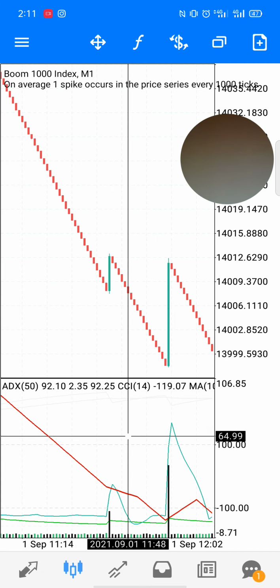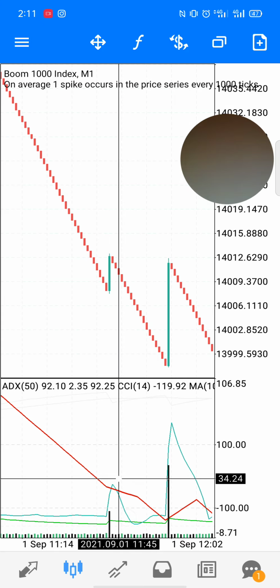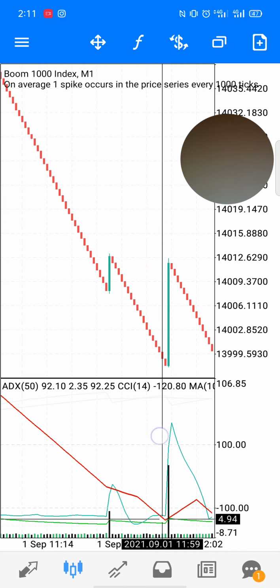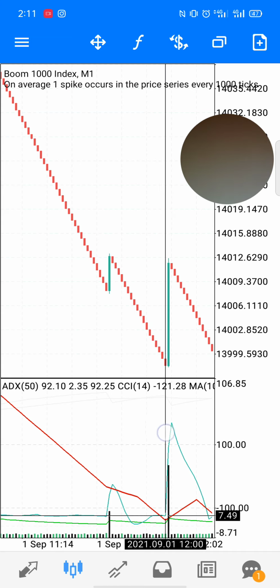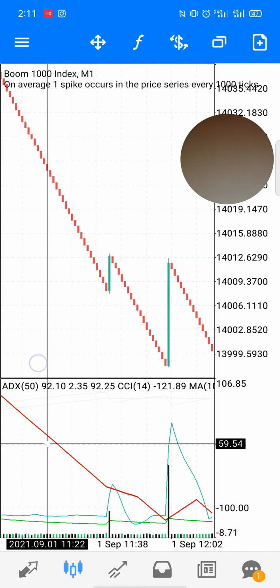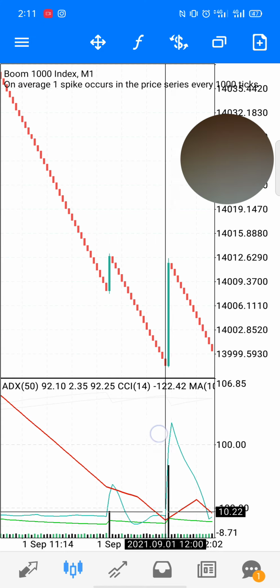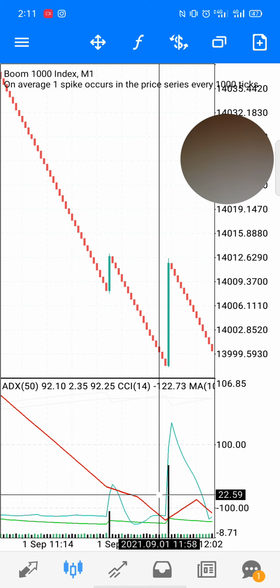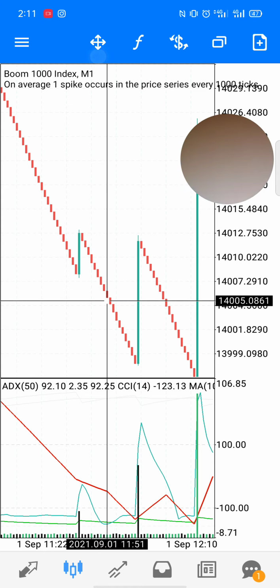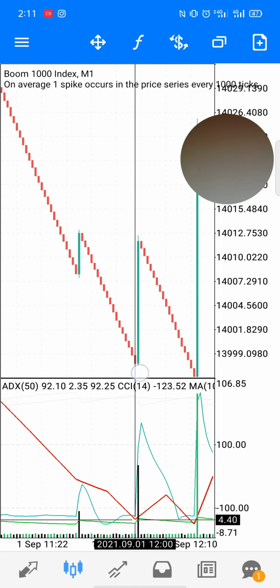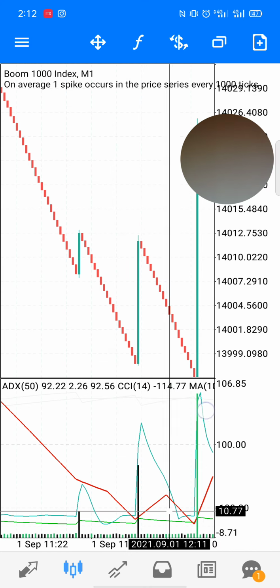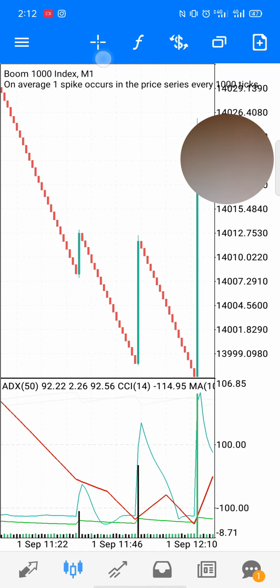What you need to watch out for right now, guys, is the red moving average crossing below the green line at the oversold level. That is for Boom to catch spikes. You understand, guys? Watch out for the red moving average to cross below the green line. That's what you need to watch out for. So now look, it crossed below at this point, and then look, a spike.